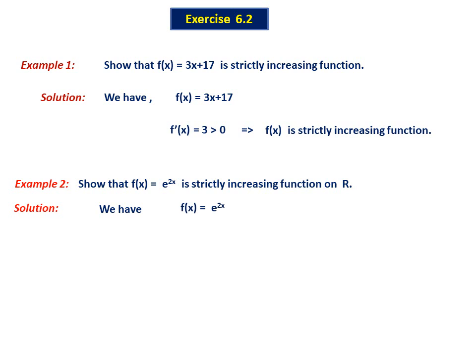We have f of x equal to e power 2x. Find f dash x. F dash x will be the derivative of e power 2x. It is 2 into e power 2x. And 2 into e power 2x is always positive, whatever may be the value of x. This implies f is a strictly increasing function on R. So this is the second example.